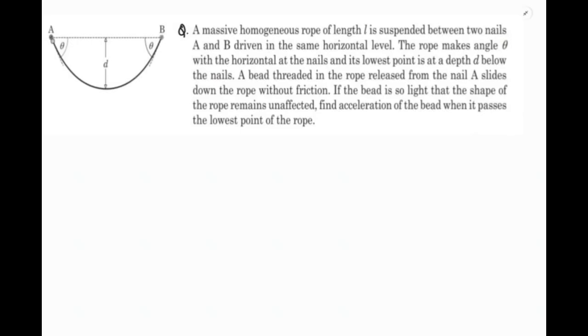The problem is stating: a massive homogeneous rope of length L is suspended between the two nails A and B driven in the same horizontal level. The rope makes an angle theta with the horizontal at the nails and its lowest point is at a depth d below the nails. A bead threaded in the rope, released from the nail A, slides down the rope without friction. If the bead is so light that the shape of the rope remains unaffected, then find the acceleration of the bead as it passes the lowest point of the rope.